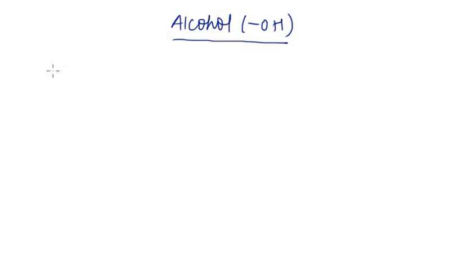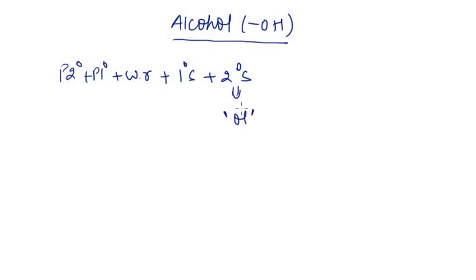Here we have secondary suffix. What we have seen previously is first we have secondary prefix, then primary prefix, then word root, then primary suffix, then secondary suffix. Here it is prefix, prefix. So here the secondary suffix is OL, like CH3OH. It is methanol.